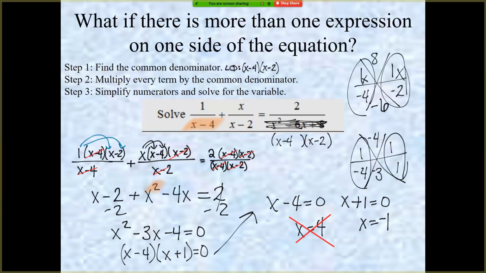If I check the negative 1, minus 4 is negative 5, that's okay. Negative 1 minus 2, that's okay. And then the last one has the same two factors, so you don't have to worry about it. So really, this question only has one answer. It is negative 1. So the 4 got marked out because when we plugged it right in here, it gave us 0 for the denominator, and you are not allowed to divide by 0.